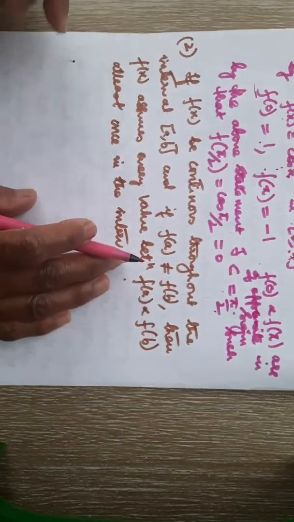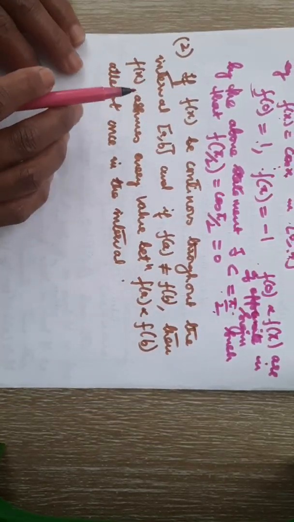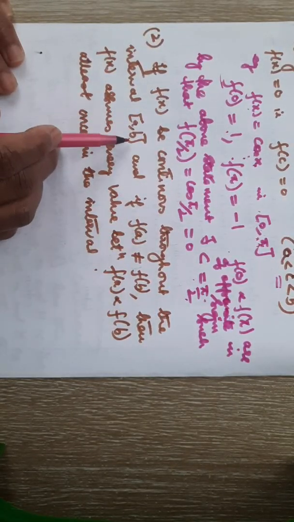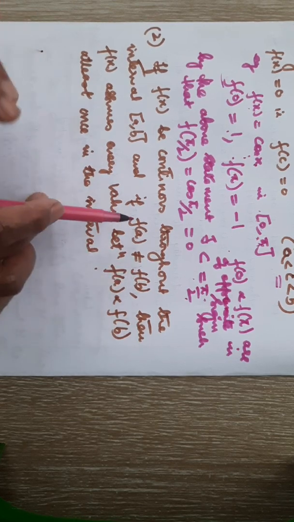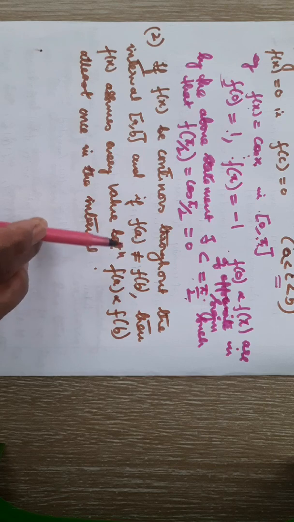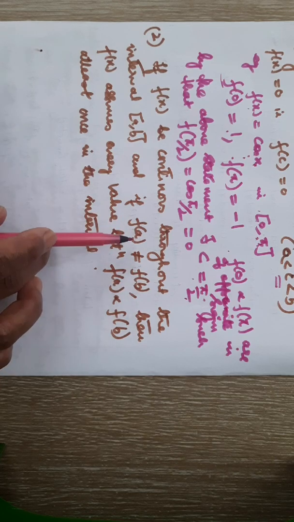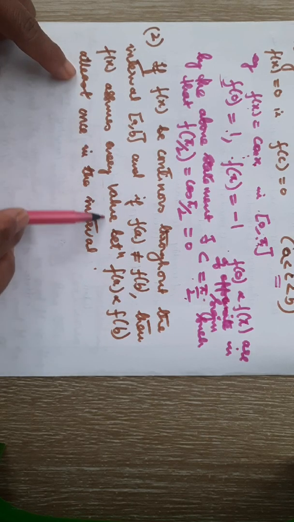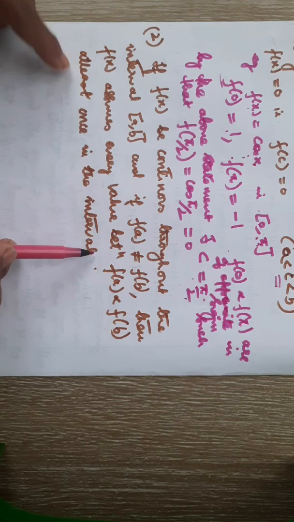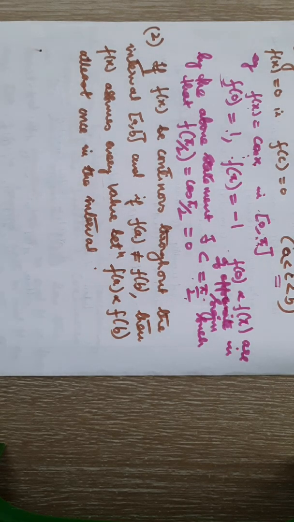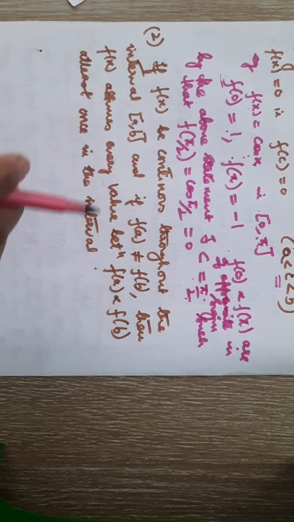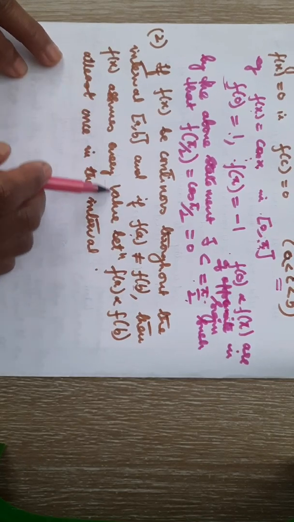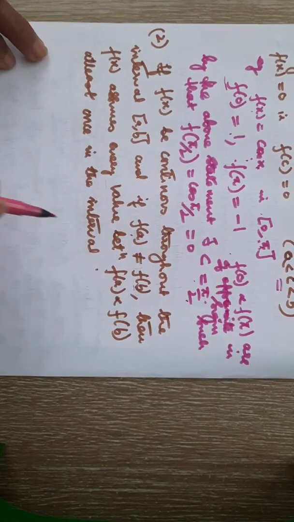Now the next property of a continuous function defined in a closed interval [a, b] is this one. If f(x) is continuous throughout the interval [a, b], and if f(a) is different from f(b), here I mean f(a) and f(b) need not be opposite in sign, but f(a) is different from f(b), that means the value of f at a is different from the value of f at b, then f(x) will assume every value between f(a) and f(b) at least once in the interval.